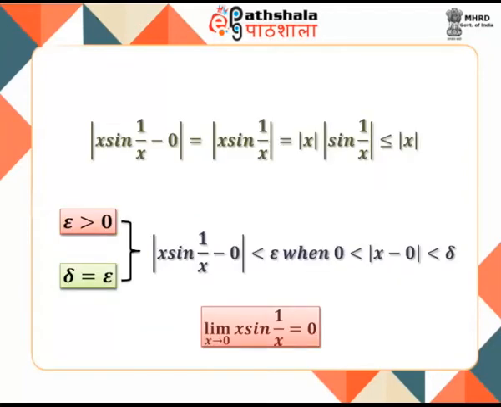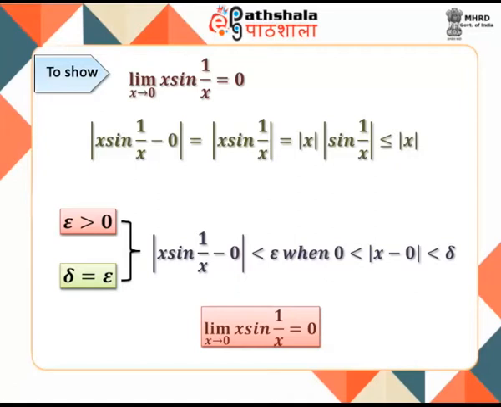Let's take an example to understand the concept of limit. Show that limit x tends to 0 of x sine 1 by x is equal to 0. Let's try to solve this. Now, modulus of x sine 1 by x minus 0 is equal to modulus of x sine 1 by x, which is equal to modulus x into modulus sine 1 by x, which is less than or equal to modulus x.